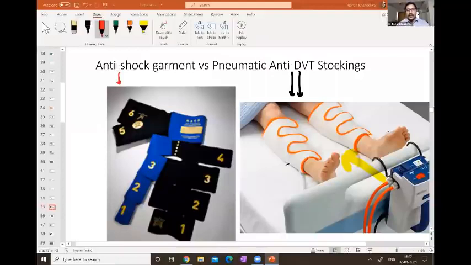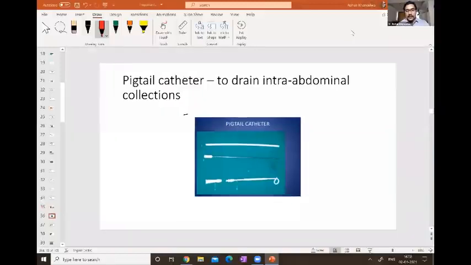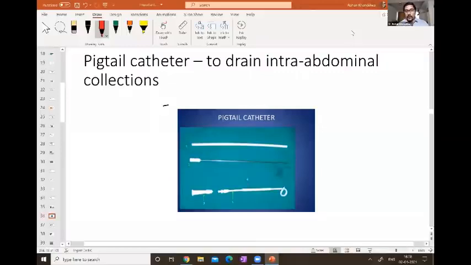This is a pigtail catheter. I've already written here. Pigtail catheters are used to drain intra-abdominal collections. Karan is absolutely right. He's saying low molecular weight heparin is better for prevention, or the mechanical technique. Low molecular weight heparin is much, much better than the mechanical technique.